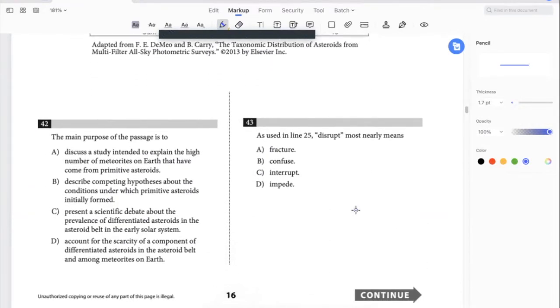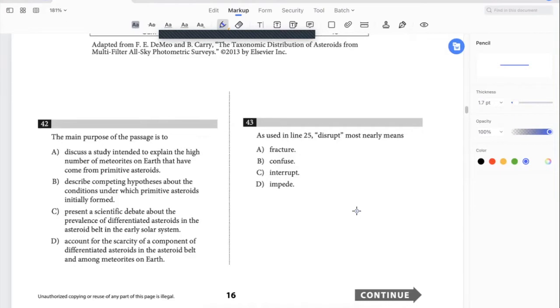The main purpose of the passage is to discuss a study intended to explain the high number of meteorites on Earth that have come from primitive asteroids, describe competing hypotheses about the conditions in which primitive asteroids initially formed, present a scientific debate about the prevalence of differentiated asteroids in the asteroid belt in the early solar system, account for the scarcity of a component of differentiated asteroids in the asteroid belt and among meteorites on Earth.